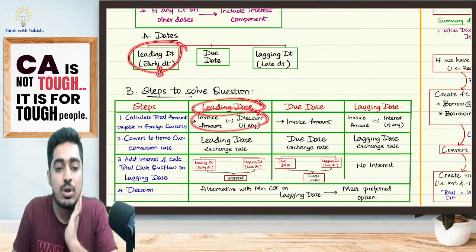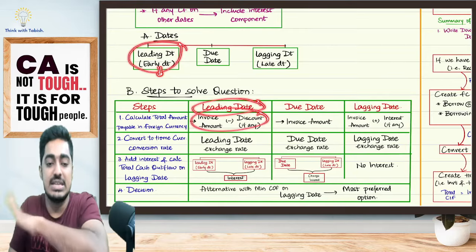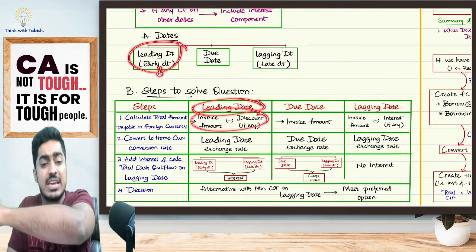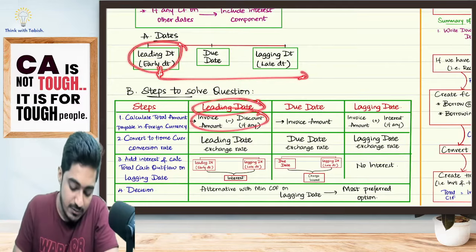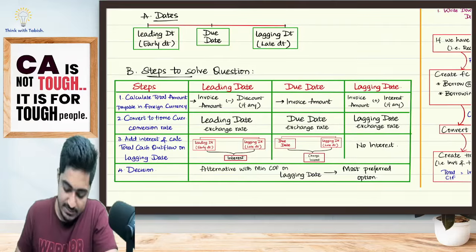Now understand the simple rule of comparison: every cash flow should be on a single date. I will take every cash flow to my lagging date. So from here I will take it to the lagging date, that is, I will add interest from the leading date to the lagging date. Is this clear, everyone? Okay.